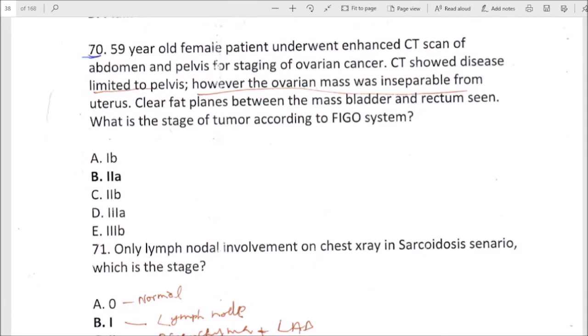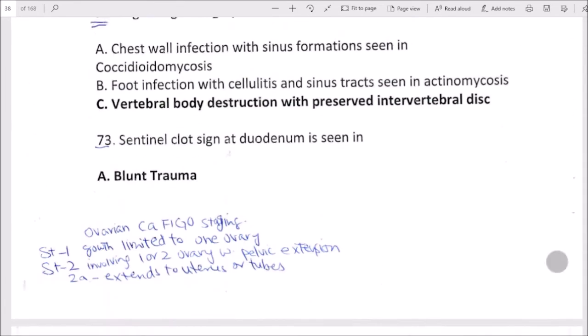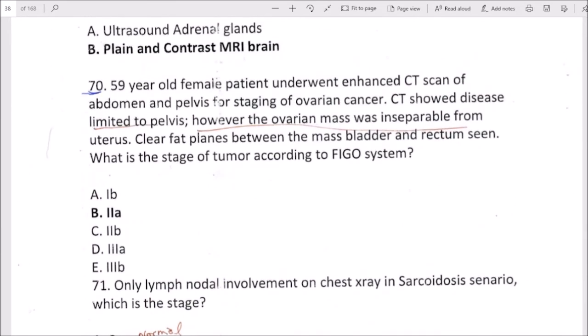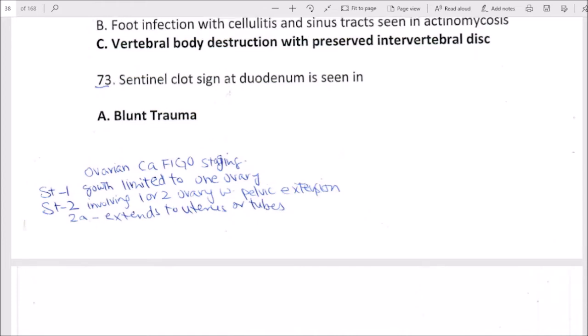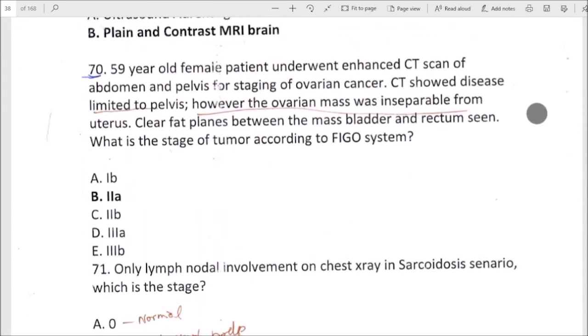Stage 2A. Now, FIGO ovarian cancer staging. Stage 1, growth limited to one ovary. Stage 2, involving one or both ovaries with pelvic extension. 2A extends to uterus or tubes. So it is inseparable from the uterus, so the mass has extended to the uterus, so it's 2A.